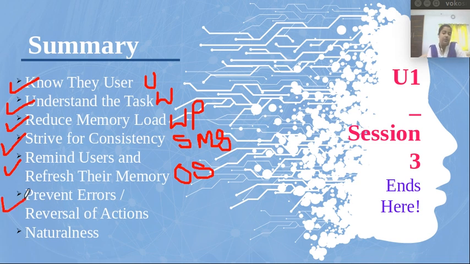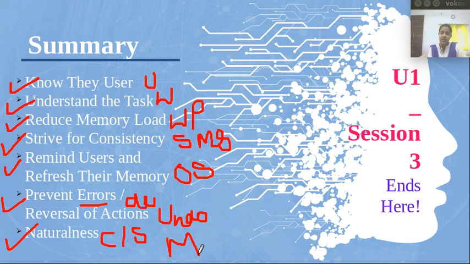Then we also discussed prevent errors and reversal of actions. The example of reversal of action is a very common operation, the undo operation. Prevention of errors means you can disable some buttons so as to minimize the effect of some actions. And the last property is the naturalness property. Here we have taken examples of natural actions, like claps, shadow, or your regular movement or walking. There can be n numbers of natural actions that you can go for. So these are the principles of HCI, and here unit number 1, session 3 has ended.